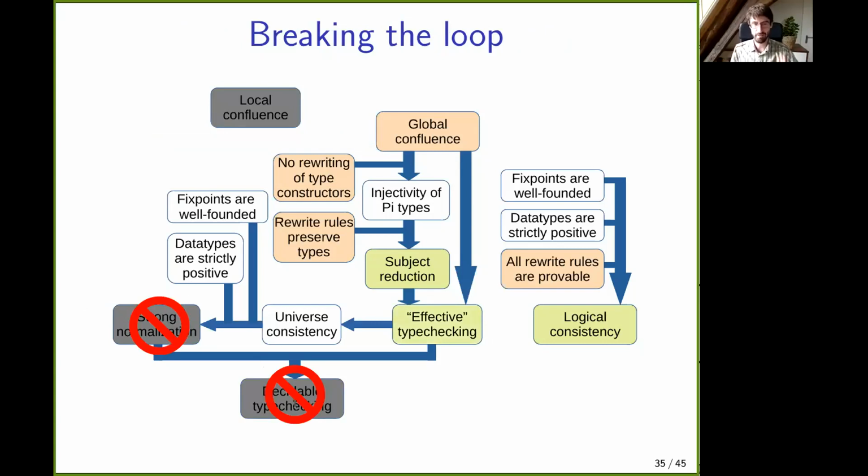Let's give up on decidable type checking. We'll be happy with effective type checking. And in order to get that, the only thing that we have to do is check global confluence directly instead of first going through local confluence and termination. Right. And so, yeah, this is the picture we ended up with.